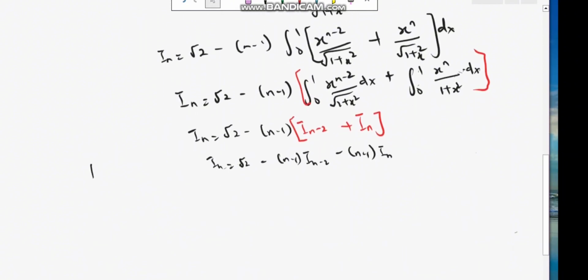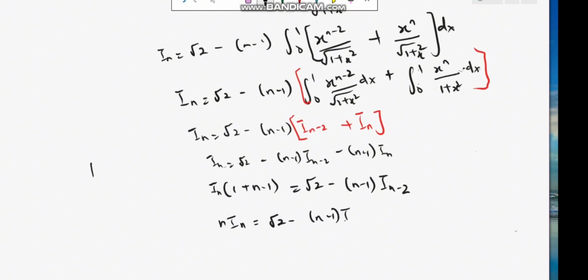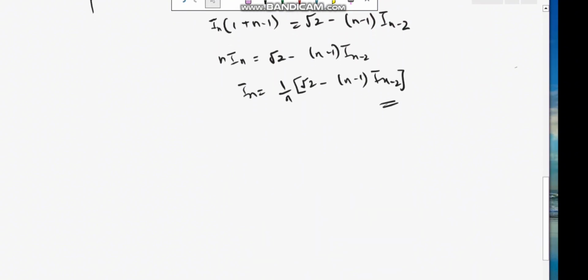So we collect like terms by bringing I_n to one side, and have I_n times (1 plus n minus 1) equals root 2 minus (n minus 1) I_(n minus 2). So you have n I_n equals root 2 minus (n minus 1) I_(n minus 2), and finally I_n equals 1 over n times (root 2 minus (n minus 1) I_(n minus 2)), which is what was required of us to do. So the next part is to evaluate I_6.